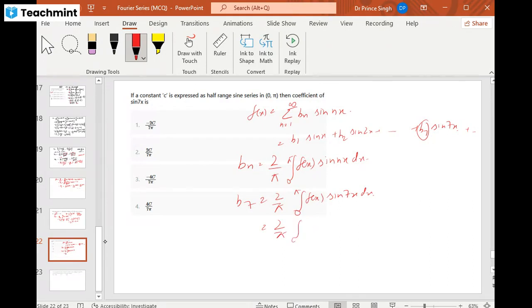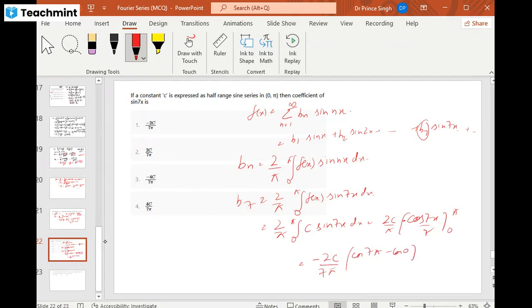So 2 upon pi, 0 to pi. F of x is constant and sine of 7x. So what is the integral of sine 7x? It is minus of cos 7x upon 7 with the limit 0 to pi. So this is minus 2 upon 7 pi, cos 7 pi minus cos 0.